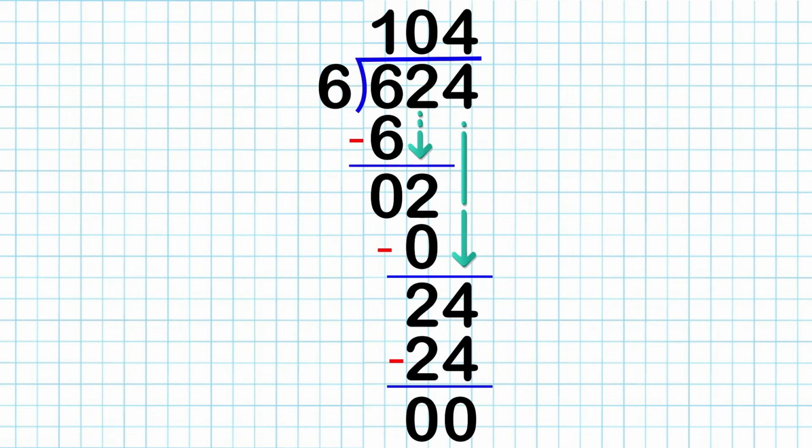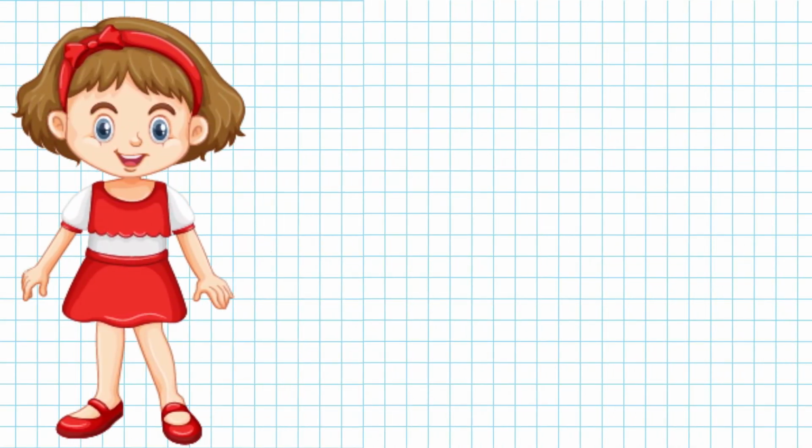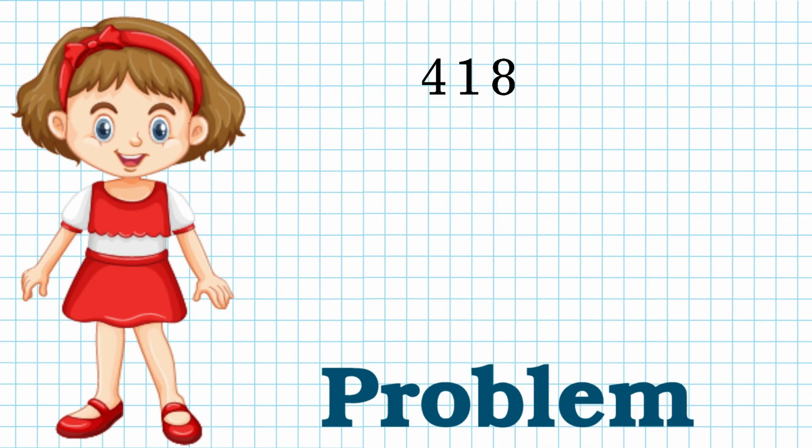But if this kind of situation happens with any number in the middle, we will write down the 0 in the answer line, but still skip the subtraction step. Let me show you how it works. Let's take a problem, 418 divided by 2.